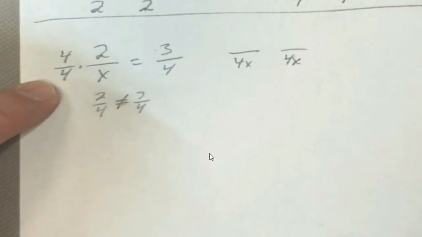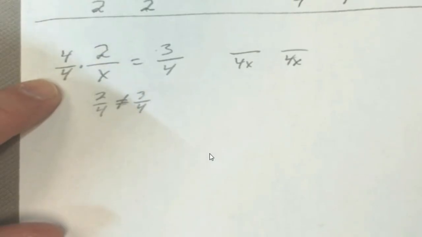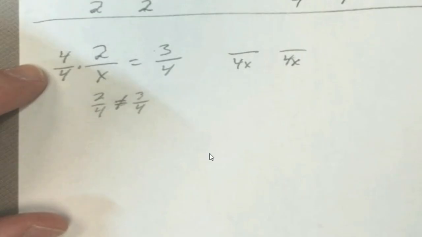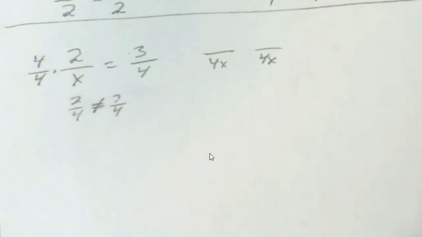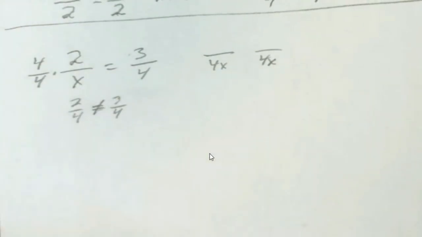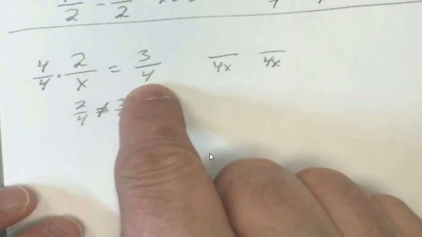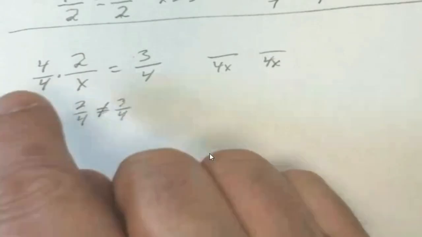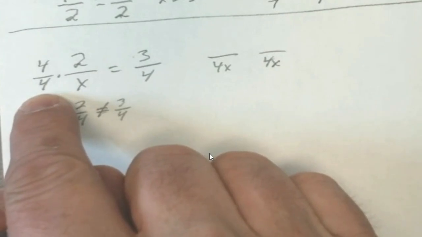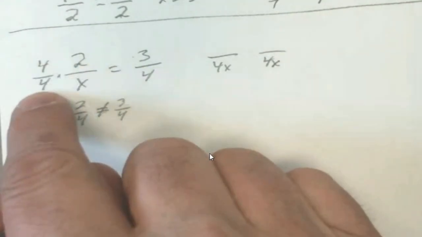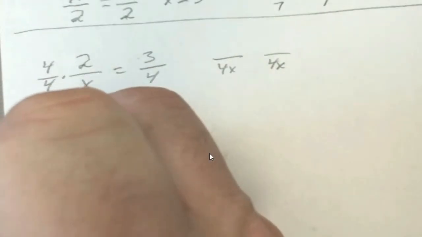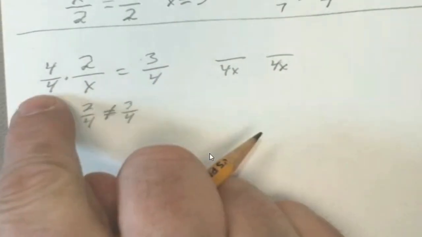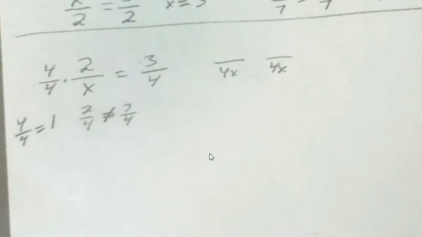now, can I legally do that? Can I multiply by 4 over 4? Am I changing the equation in any way? I mean, think about that. If we're multiplying this by 4 over 4, does that mean we have to multiply this by 4 over 4? If you stop and think about what this equals, what is 4 over 4? What is 4 divided by 4? Well, that's 1, all right? 4/4 equals 1. So I'm multiplying this by 1. That doesn't change anything, multiplying by 1.